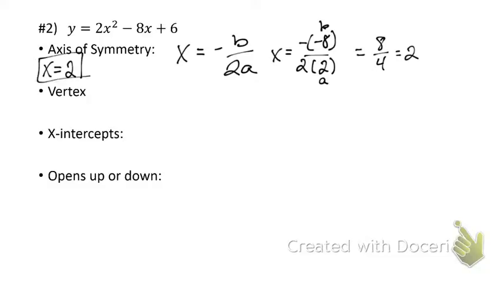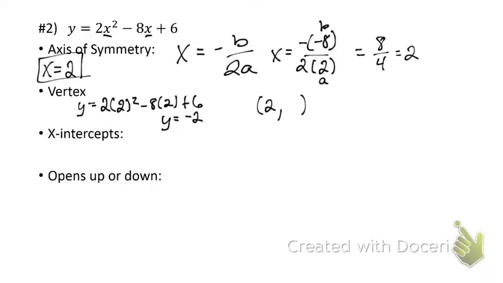To find the vertex now, we're going to replace both of these x's with x equals 2 and just work it out. So we have y equals 2 times 2 squared minus 8 times 2 plus 6. Now we're going to run that through a calculator, and we get y equals negative 2. So that's going to tell us our x coordinate is positive 2 from our axis of symmetry, and our y coordinate is negative 2 from plugging it in.